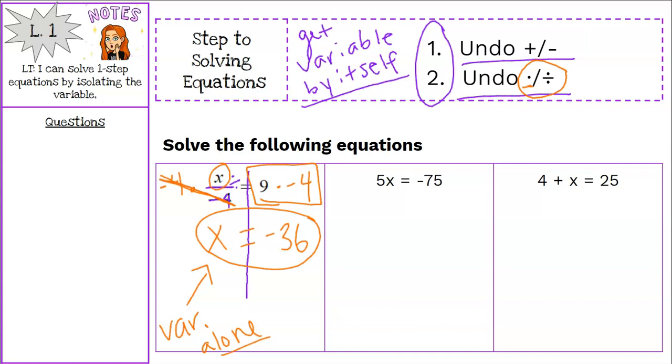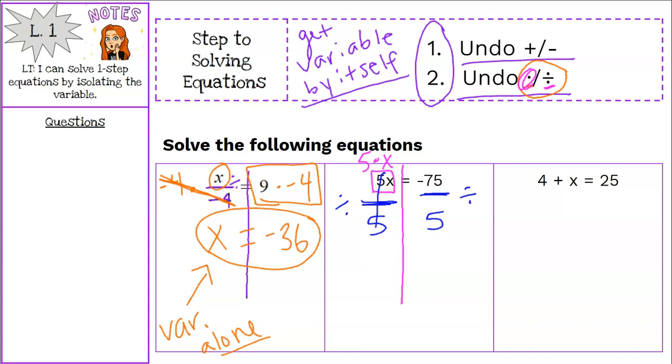So if we look at our second problem, we have 5x equals -75. Now remember, 5x means 5 times x. So we have multiplication, which means to undo, we're going to do the opposite, which is division. So instead of multiplying by 5, we're going to divide both sides by 5. Now when I solve, I like to use the fraction bar for division. You can use the division sign, but I find it easier to use the fraction bar for division.